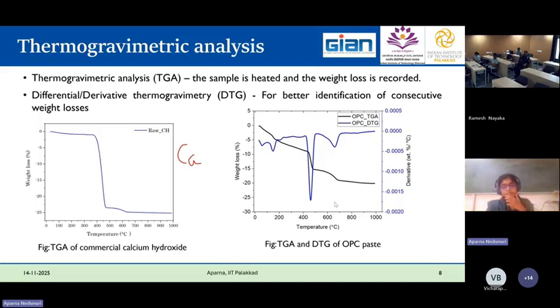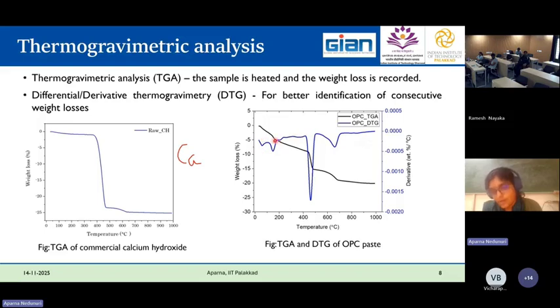If we take the ordinary Portland cement curve, in OPC we can see that there are several weight losses in the same temperature scan. Both are exposed to a similar temperature scan. In calcium hydroxide, there is a single predominant weight loss at a single temperature region, but that is not the case with ordinary Portland cement. In OPC, a slight weight loss has started even initially, from 70 degrees itself, and then there is a significant drop. Then again we have a significant drop over here, and again a significant drop over here. This is our OPC curve.